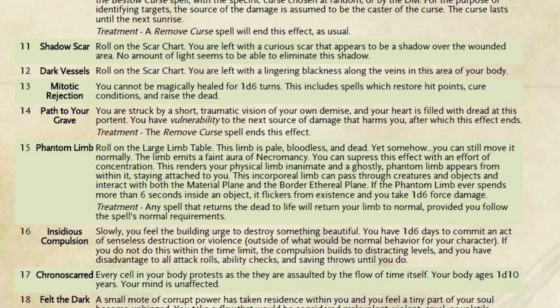So that is an interesting effect. It actually is not so much of a mechanical punishment or negative effect. It's more of an RP negative effect, in that people could detect the necromancy emanating from you. But at the same time, it does offer you some cool new abilities, like being able to reach into a different plane of existence, for example.